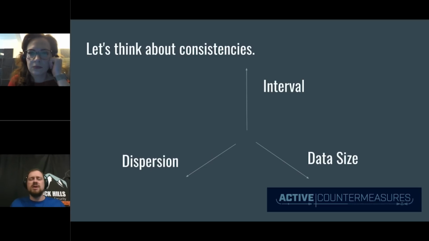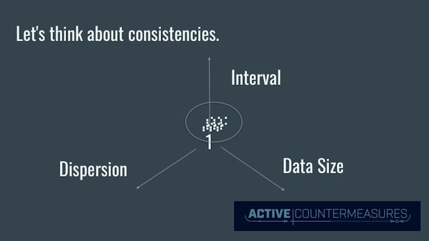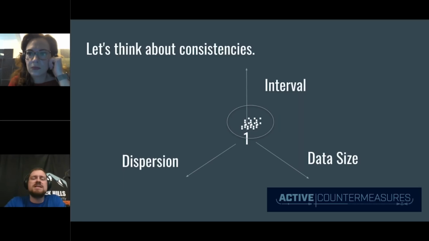So when we're trying to identify these consistencies, we're looking for automated command and control, or we're just looking for any type of automated data that is in a network. When we're looking for things like interval, we're looking for a very regular heartbeat interval. Let's imagine that all of these little dots here represent different connection intervals in an environment. And what we're looking for is a very consistent heartbeat.